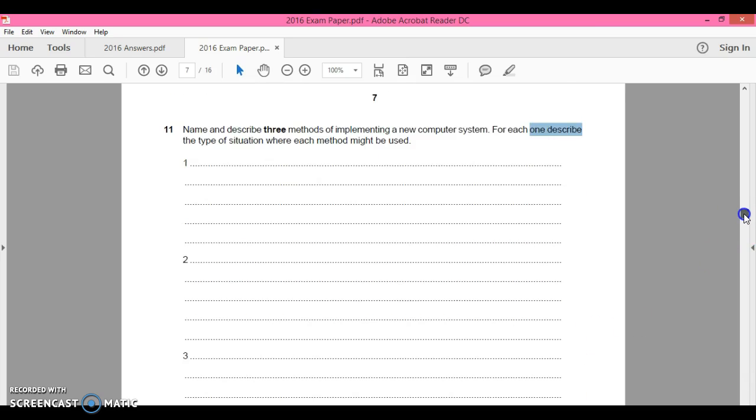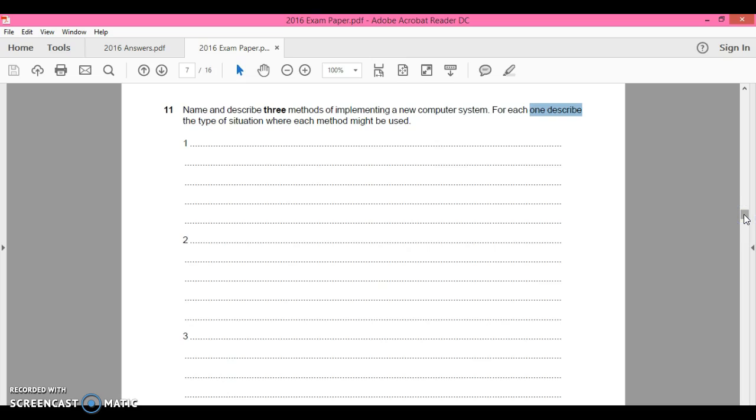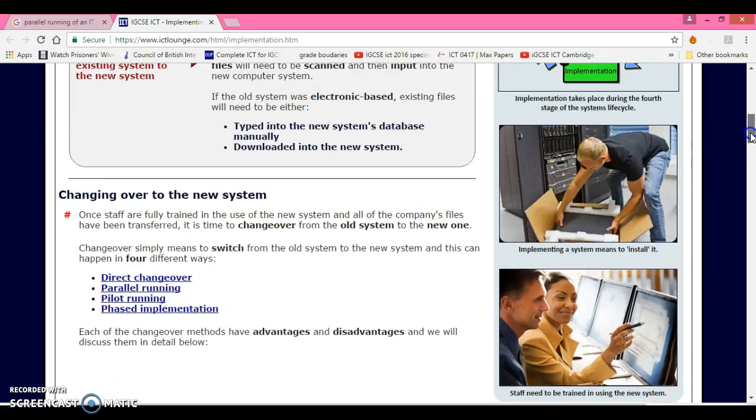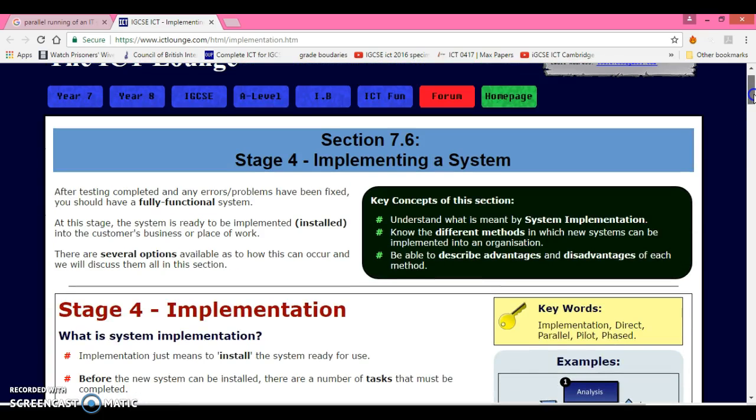So what I'm going to do, first of all, is I'm going to describe each method, because there's 4 different methods that you could describe. You've only got to describe 3, and then obviously we've got to describe the situation where each might be used. Right, so I'm going to direct you towards this resource, which is ICT Lounge. Now, this is the page that says stage 7.6, stage 4, implementing a system.